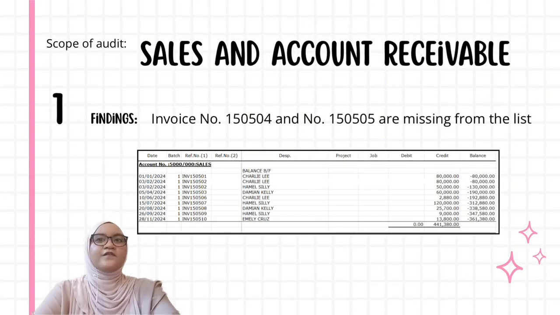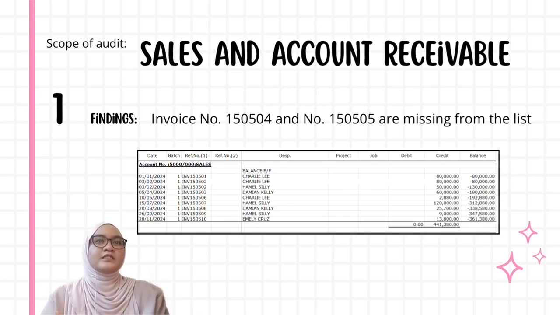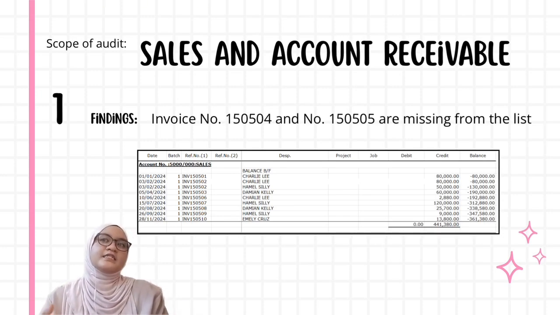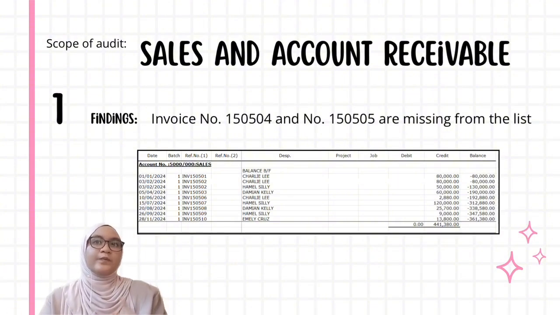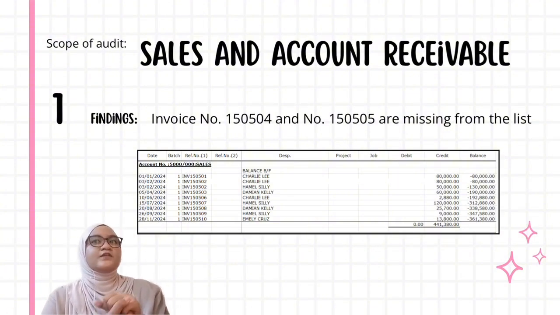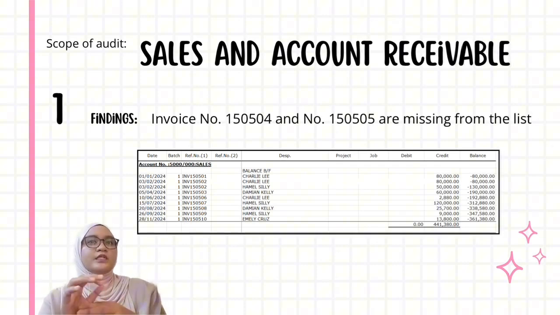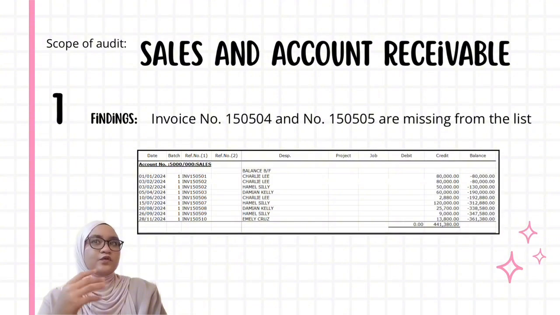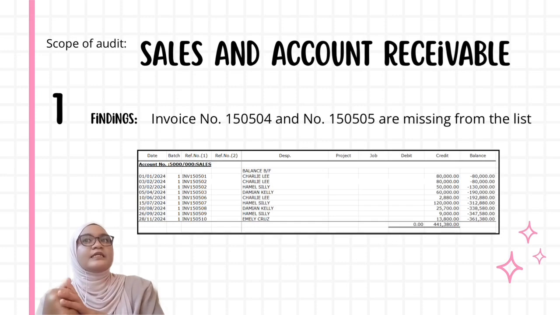The first scope we'll be covering is sales and accounts receivable, where we tested the sequence of our invoices and reconciled the sales ledger against our bank receipts. Turning to our specific finding, we identified a gap in our documentation. Specifically, invoice numbers 150504 and 150505 are completely missing from our sales list. This represents an unreconciled gap in our sequential ledger.